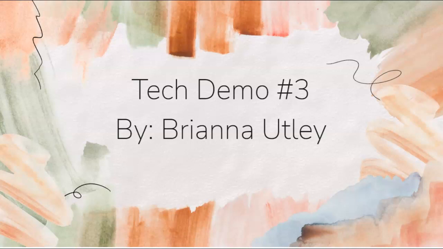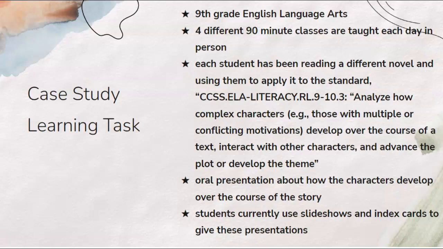Hello, for our third tech demo in this class, we will be dealing with a 9th grade English Language Arts class. There are 4 different 90-minute classes taught each day, so 4 different classes, and they're all 90 minutes each. And each student has been reading a different novel that they chose, and they use those novels to apply it to the standard of analyze how complex characters, those with multiple or conflicting motivations, develop over the course of a text, interact with other characters, and advance the plot or develop the theme.